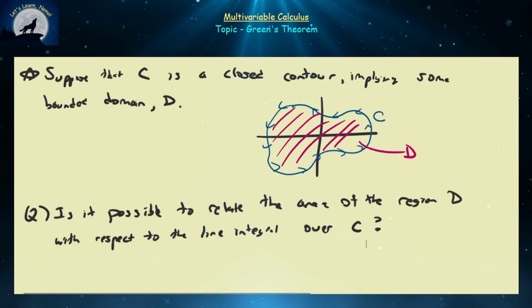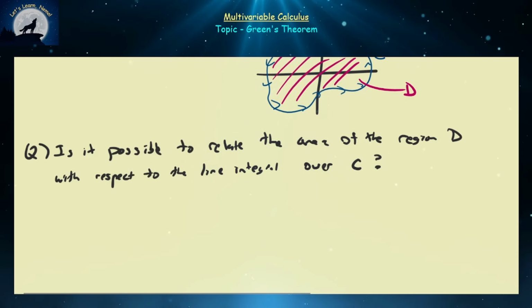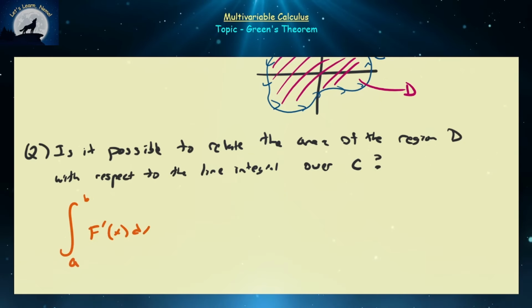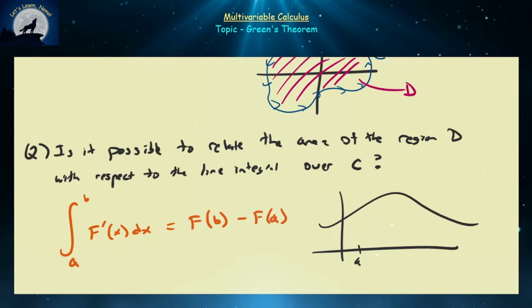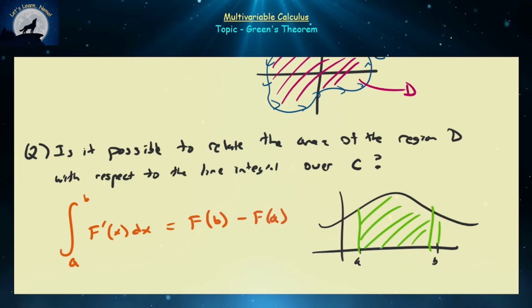This might seem like a far-fetched idea, but from single variable calculus, we've actually already done this. So remember that if we integrate from a to b of the antiderivative of f of x dx, this was equal to f of b minus f of a, right? And what does this integral calculate from a geometric standpoint? So if this is a and this is b, then this area, or this integral, calculates this region here, right? This calculates this area.